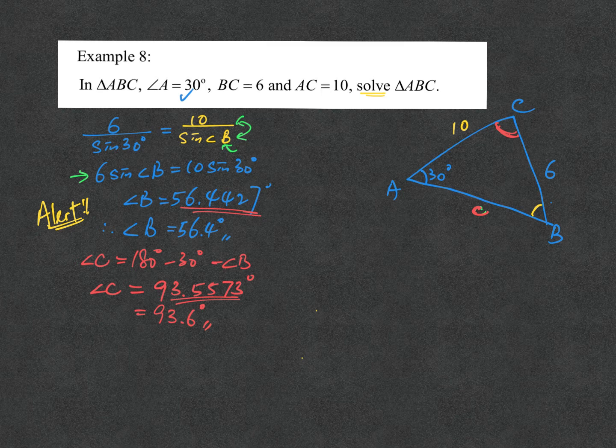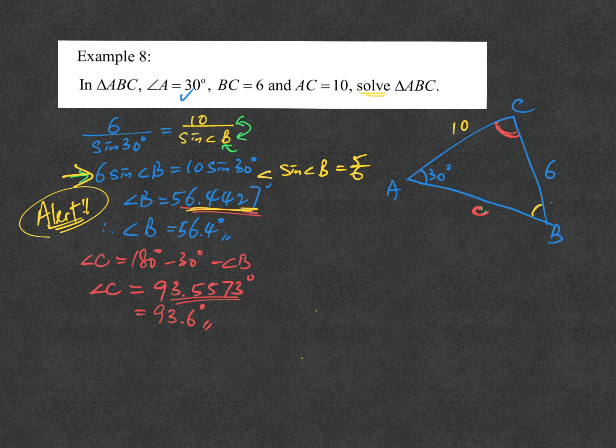You will be very curious about why we need to reconsider this question once again, because there's something to be alert about when you apply sine law. This is something which we always forget to read or to be alert about. Now going back to this step, which is 6 sine angle B is 10 sine 30. If you check your calculator carefully, it should be sine angle B is 5 over 6. So in the calculator using shift sine, you have 56.4427 in the previous solution.